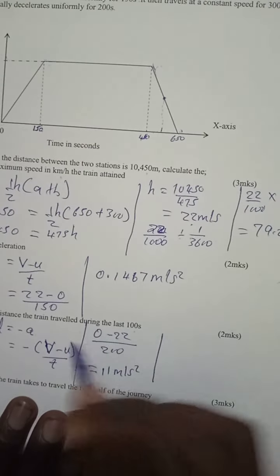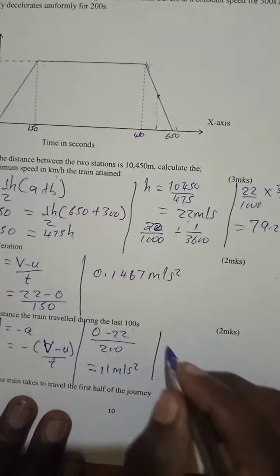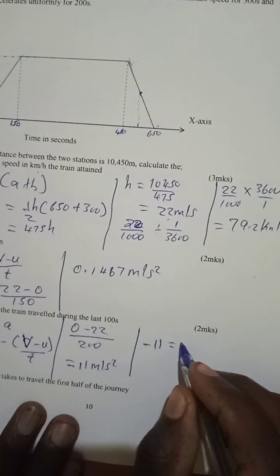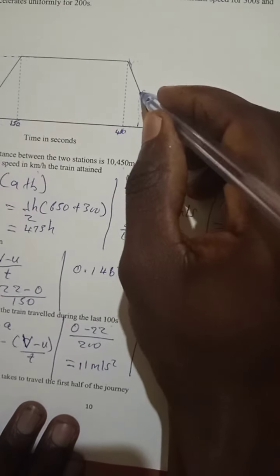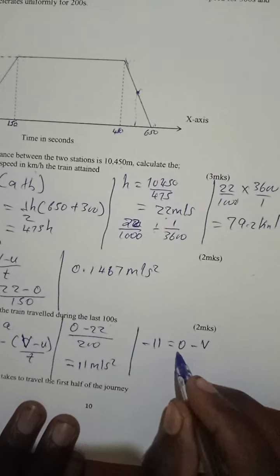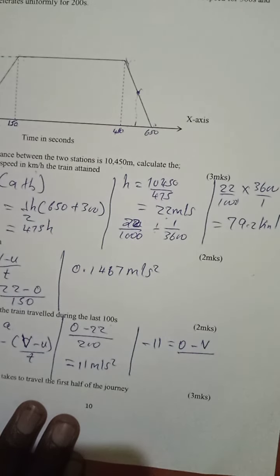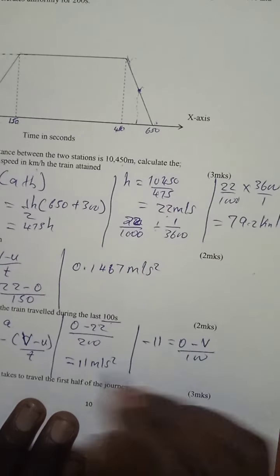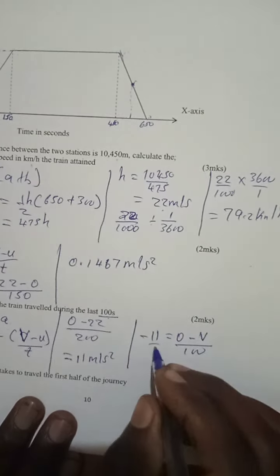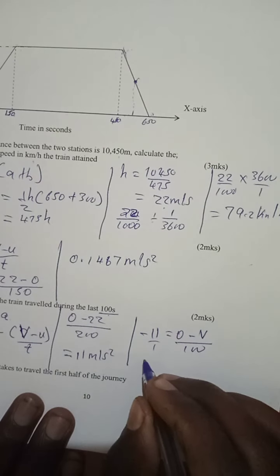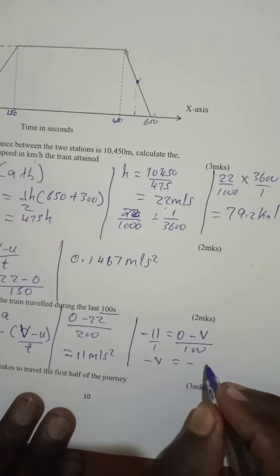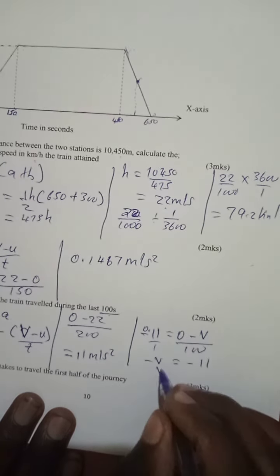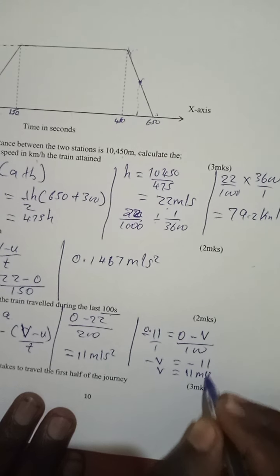Then to find the velocity at this position, we still say that the deceleration is the same. Therefore negative 11 equals the final velocity, which is 0, minus the velocity we don't know, the velocity at 100 seconds, over the time taken, which is 100 seconds as required from the question. Multiplying both sides by 100 to remove the denominator gives negative v equals negative 11. Therefore, v is equal to 11 meters per second.